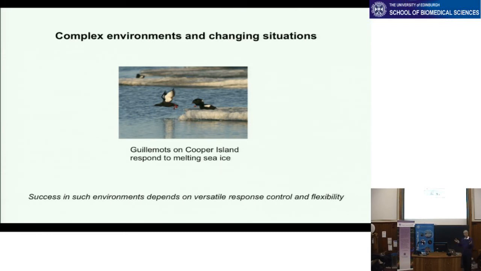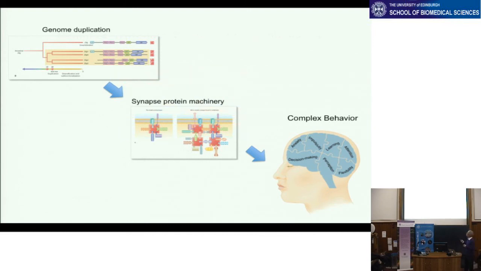And having this flexibility, which has occurred through vertebrate gene evolution, is something that is no doubt very important for those animals to succeed. And success in such environments depends on versatile response control and flexibility, which has come about through the evolution of those synapse genes. So with that type of experiment and many others like it, we've seen very strong evidence that these ancestral genome duplication events that multiplied these genes, creating this complexity of synapse proteins, have contributed to the complex behavior that is characteristic of the vertebrate species.